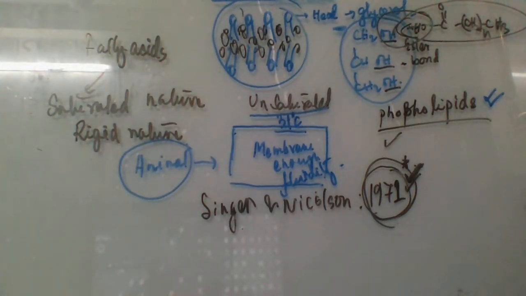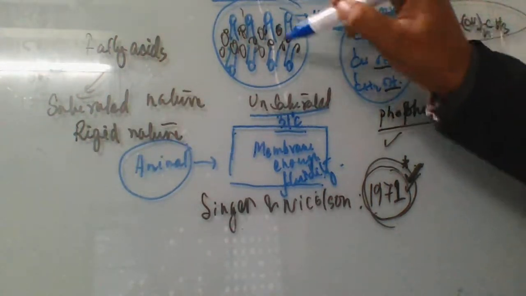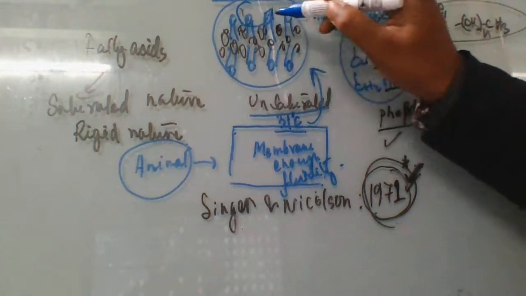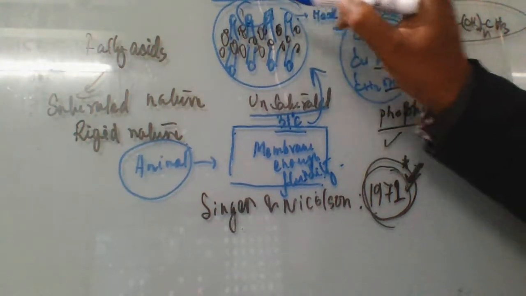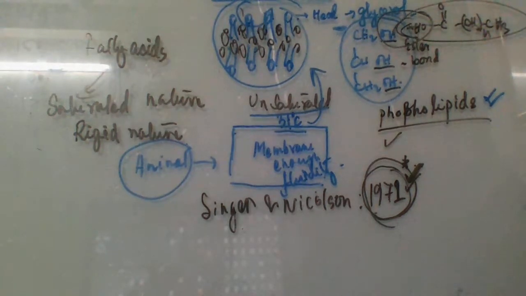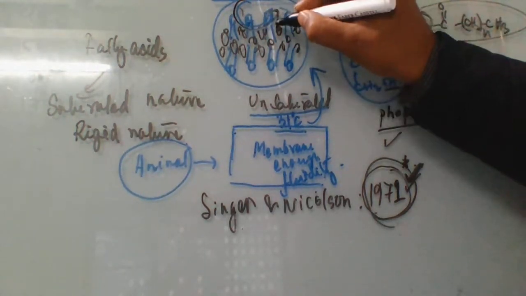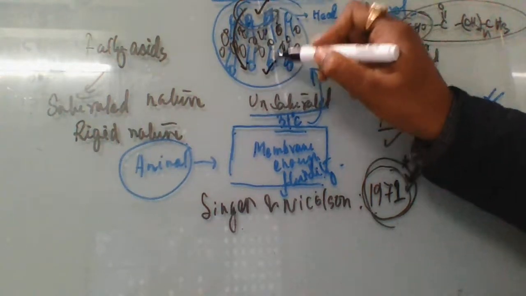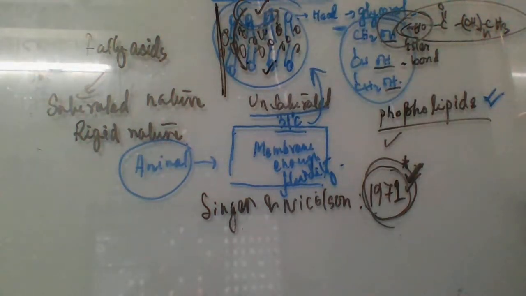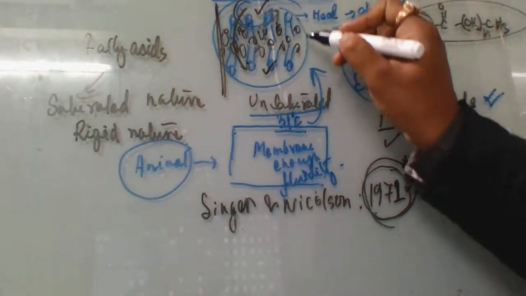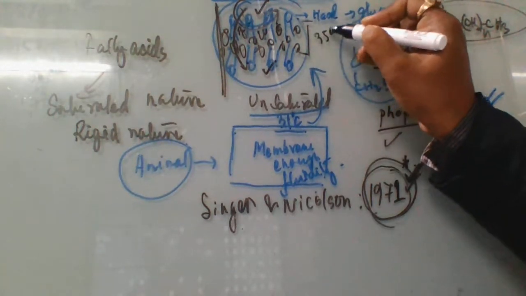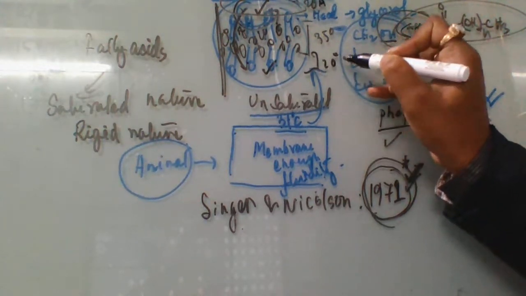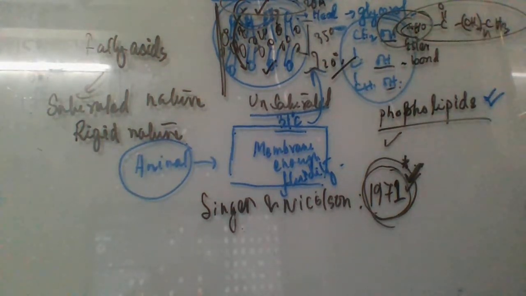What advantage do they get? At this temperature, the lipid molecules move from one place to another within a particular side of the cell membrane, or may move from one plane to another of the cell membrane. You already know the lipid layers are 35 and the protein is 20, or here also 20. So that is the total structure, dimension, measurement.